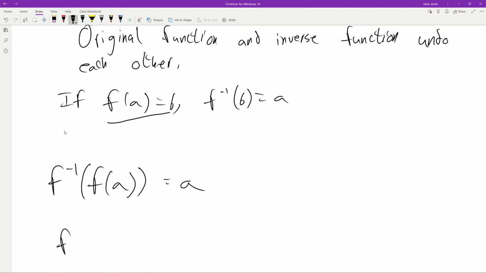Same thing if I compose this the other way. If I have f of f inverse of b, for instance, then I'm going to get whatever's on the inside of this function here. These are going to undo each other. I'm going to get b.